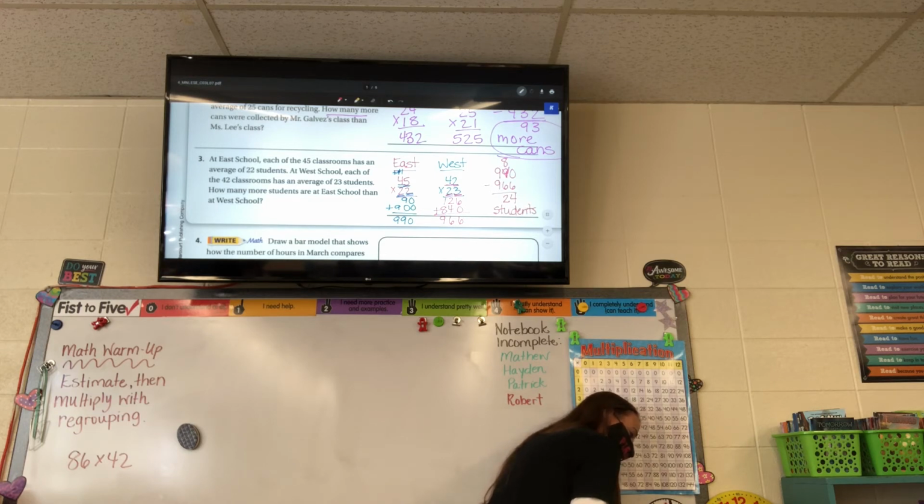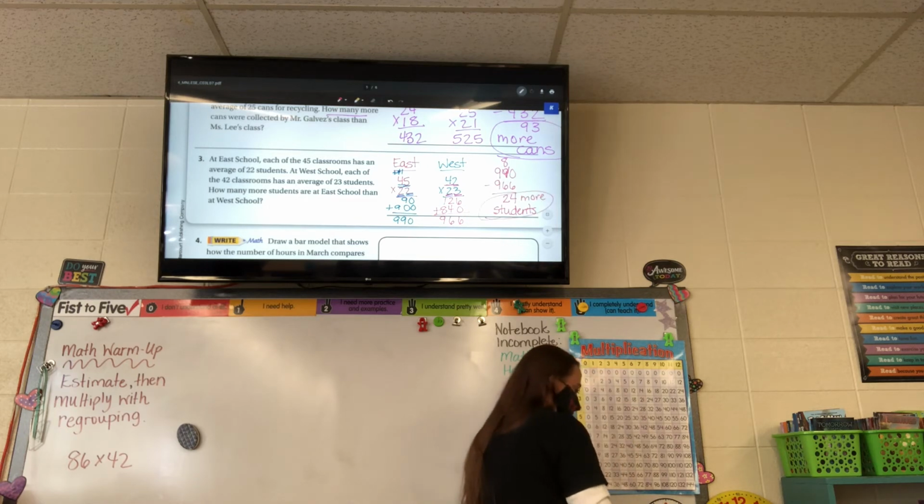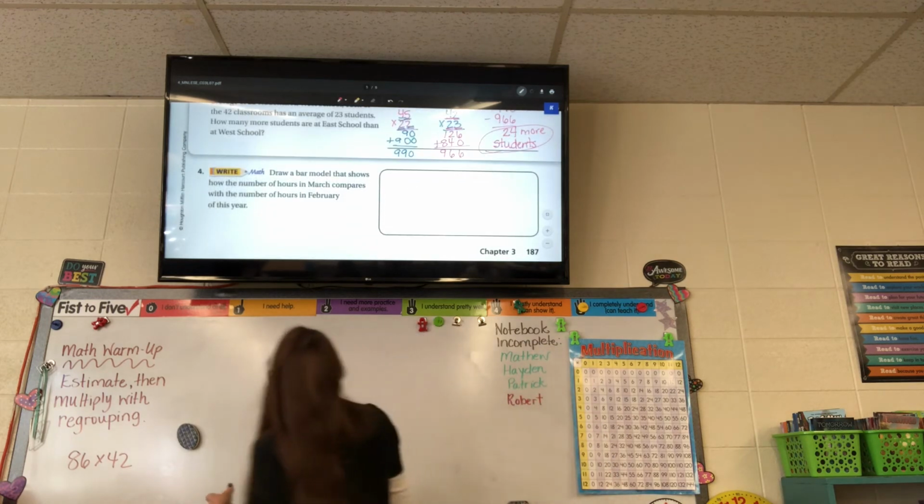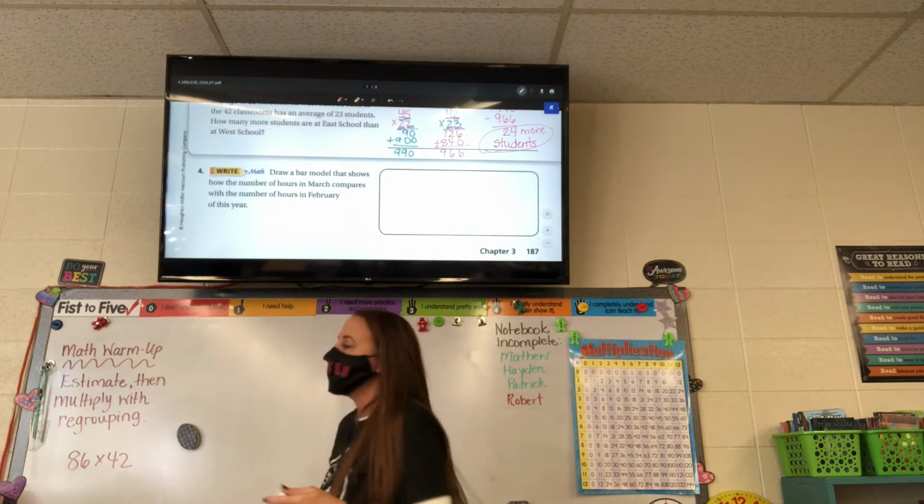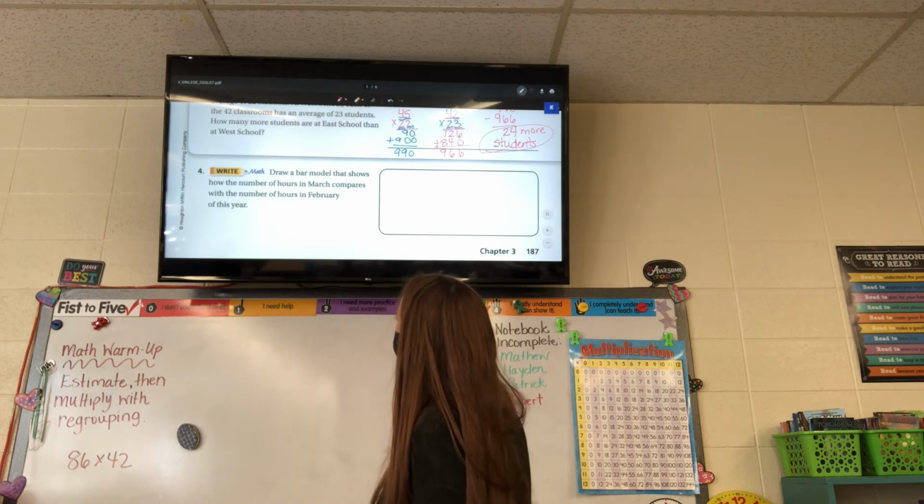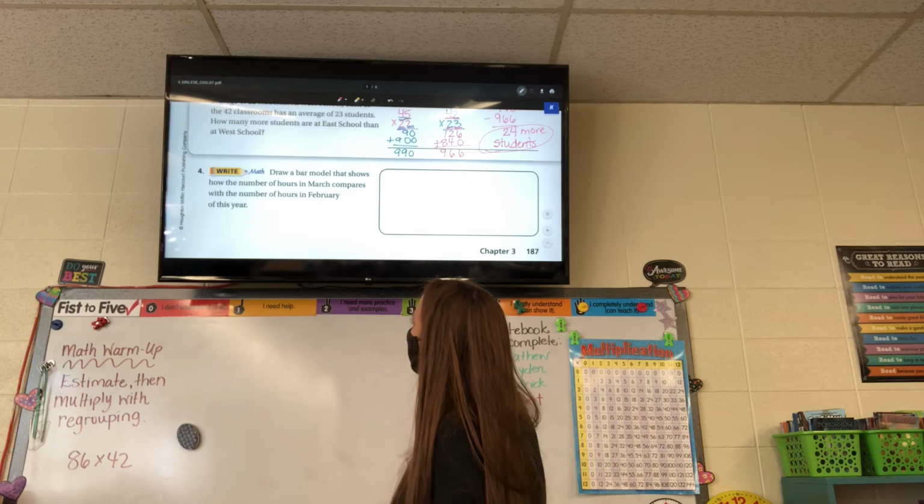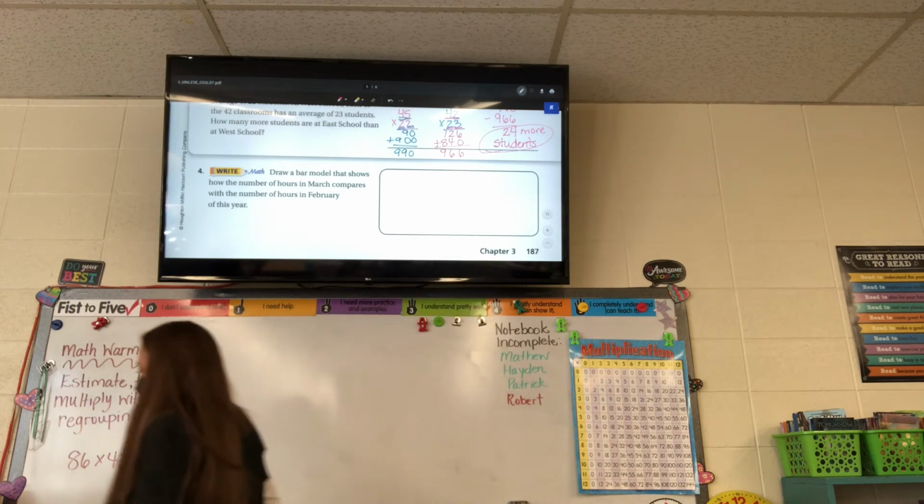Okay, so 24 more students. How many more students? 24 more students. Okay, so this is kind of cool. I'm going to tell you guys, this is draw a bar model that shows how the number of hours in March compares with the number of hours in February of this year.